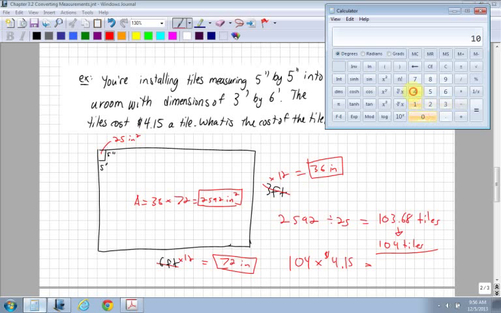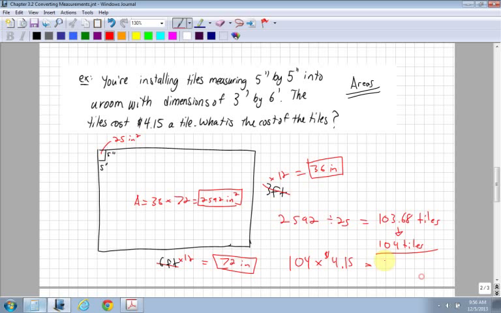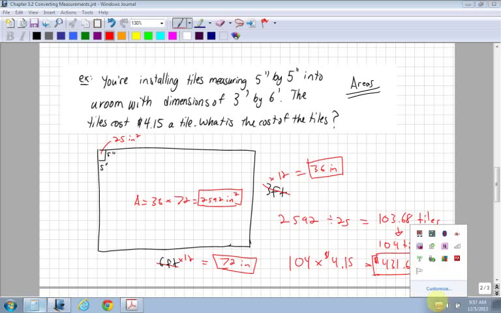So I have 104 times $4.15 a tile, which is $431.60. I know there's a 0.6, but if there's a 0.6 and you're dealing with money, please add a 0, because that makes more sense in terms of money. So you have 104 tiles, which is going to cost you $431.60 to cover the entire area. Hopefully that makes sense. If you get stuck, go back to the beginning of the video and watch through it again.